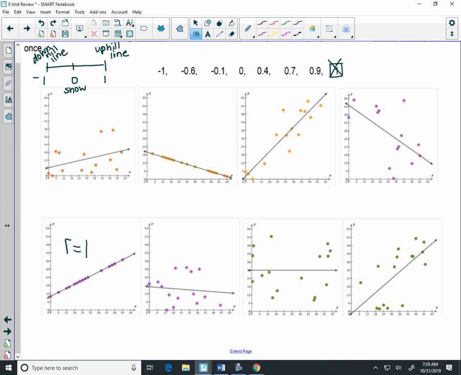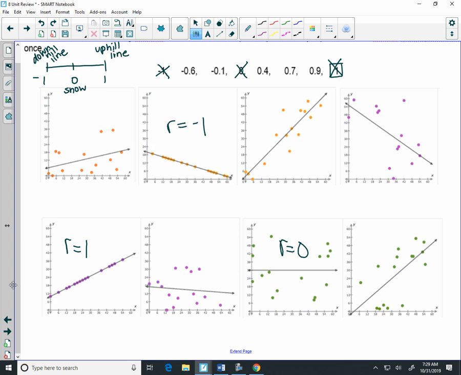The one that's downhill and looks like a line is this second graph right here. And my graph where my dots are the most spread out and really don't show any pattern is this first green one down here. That one looks like snow to me. And now I'm going to work on my uphill graphs, 0.4, 0.7, and 0.9.